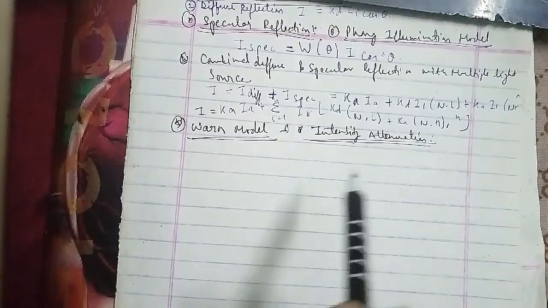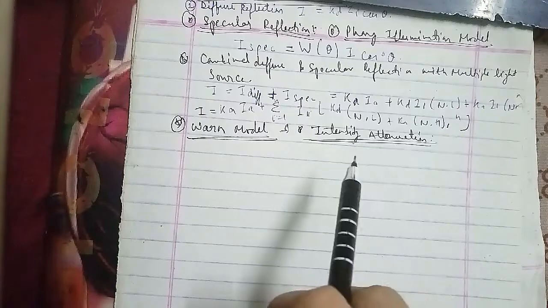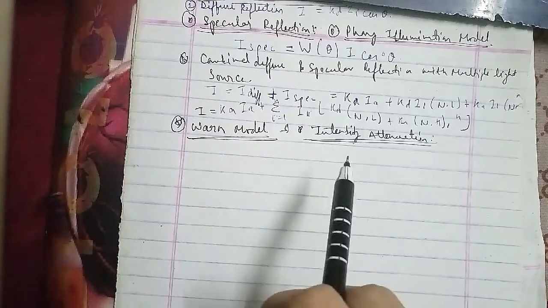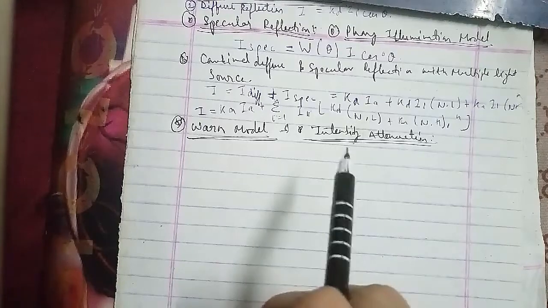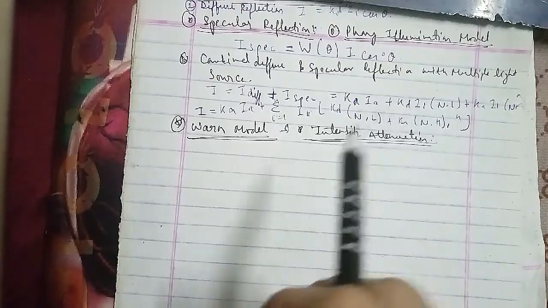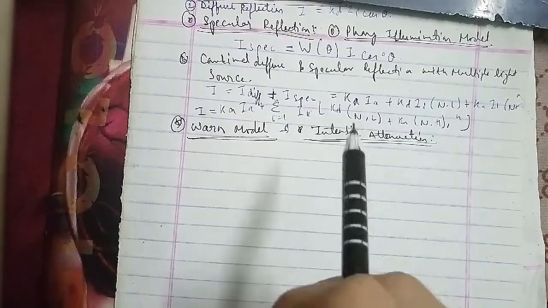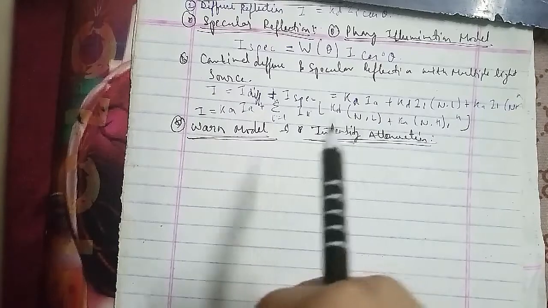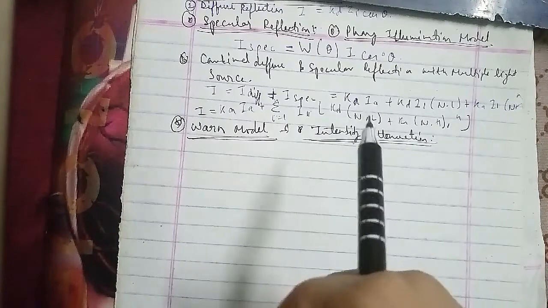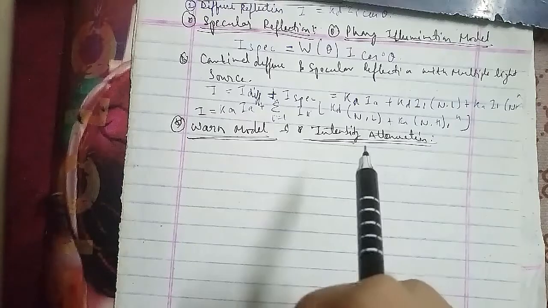In terms of intensity attenuation, as radiant energy from a point light source travels through space, its amplitude is attenuated by a factor 1/d², where d is the distance that the light has traveled. This means that a surface close to the light source, which is small d, receives a higher incident intensity from the source than distant surfaces, where d is large.